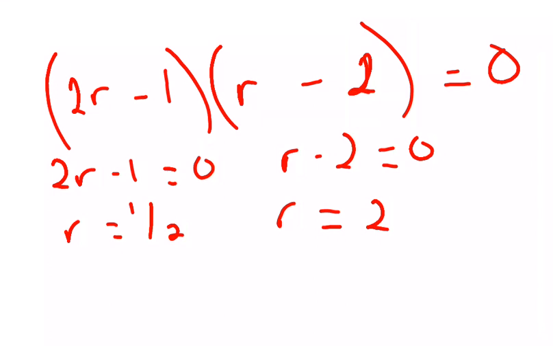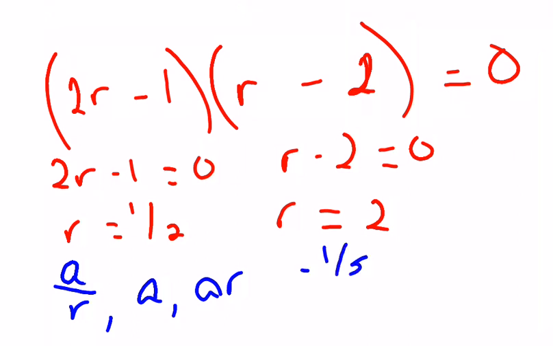Now we want to plug those into our 3 pieces that it asked for, because it said our digits are A over R, A, and then AR. Now in this case you can plug in either one because they both work. So you could use 1/2 or 2 for that. But A was negative 1/5. And so A over R is negative 1/5 divided by 2. Flipping that becomes negative 1/5 times 1/2. That gives us negative 1/10.